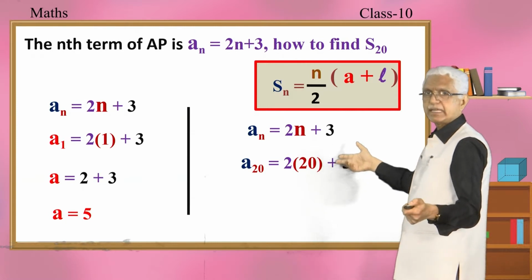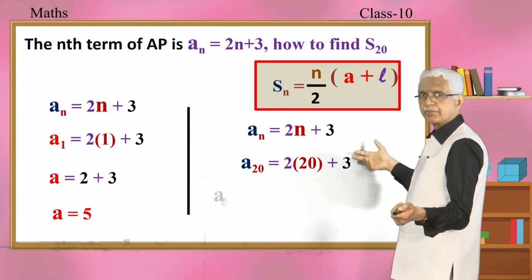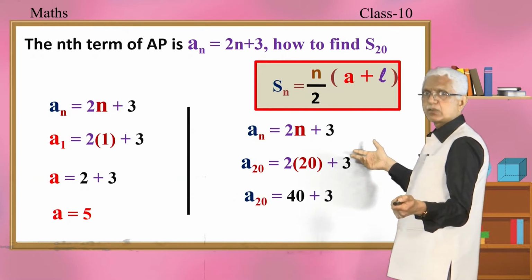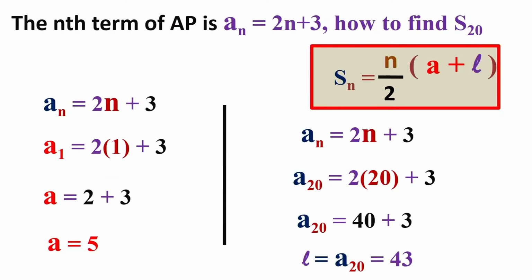So a20 is equal to 2 into 20 plus 3, correct? 2n plus 3, where n is 20. So a20 is equal to 40 plus 3, which is 43. So the 20th term is 43, which is nothing but the last term. l is equal to 43. a is ready, l is ready.